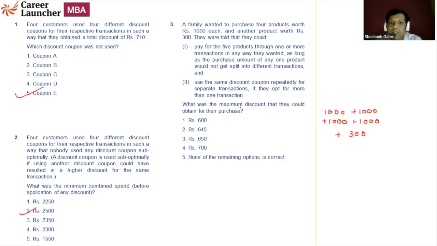So what is the discount that they are looking for? Basically, this 1000, I cannot split into 2 transactions. Simply this one, I can't split. So how am I going to maximize the discount?